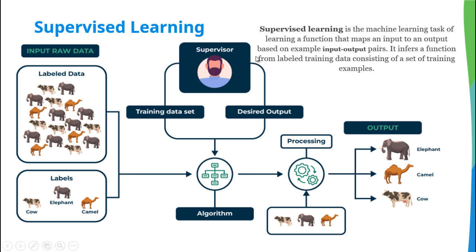So it means it has a supervisor agent. The training data set is passed, because data is divided into training and testing. We have a desired output. The data, supervised by an agent, is passed into the algorithm, and the algorithm passes to the processing. So we process everything to look at what is going on in the system. Then output is given: the elephant goes to this side, the cow down, and the camel there.